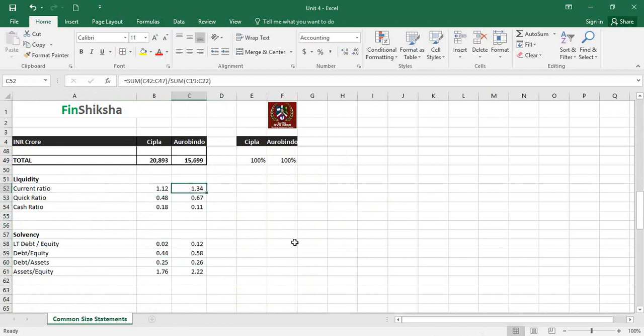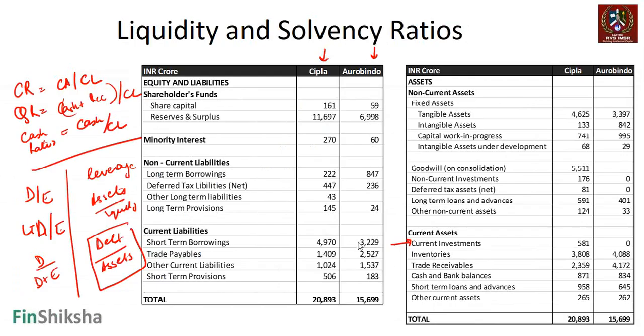On pure liquidity parameters, Aurobindo seems to be better. On pure solvency parameters, Cipla seems to be slightly better, right? That's the nature of analysis that these ratios would essentially help us do. That's the idea of calculating these ratios. You can compare a firm across its history, or you can compare a firm across its peers, right?